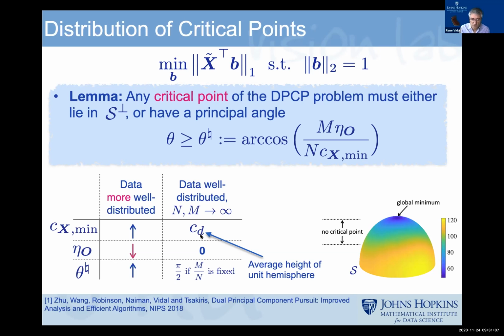Okay. So anyhow, lots of technical details, but what is the big message? The big message is that critical points can't be anywhere. They're either the global minimum that I'm after, or they're far from the global minimum. And how far they are is controlled exactly by these geometric quantities, CX mean and eta O, and also by the ratio between the number of inliers and the number of outliers.